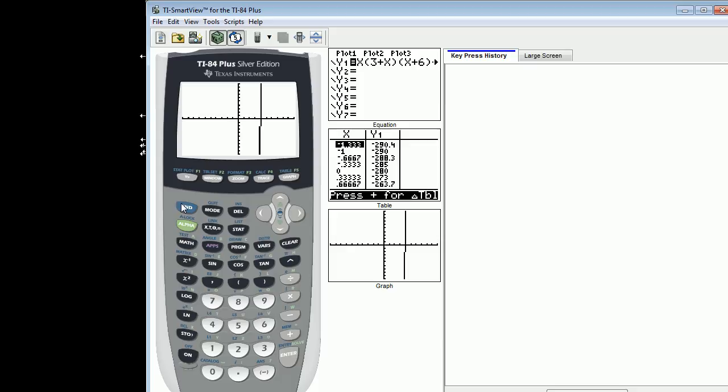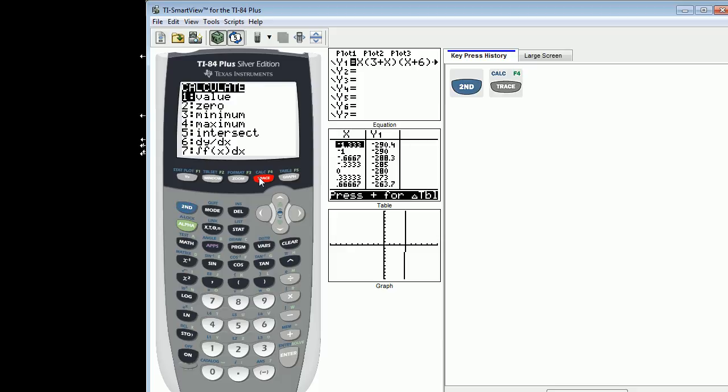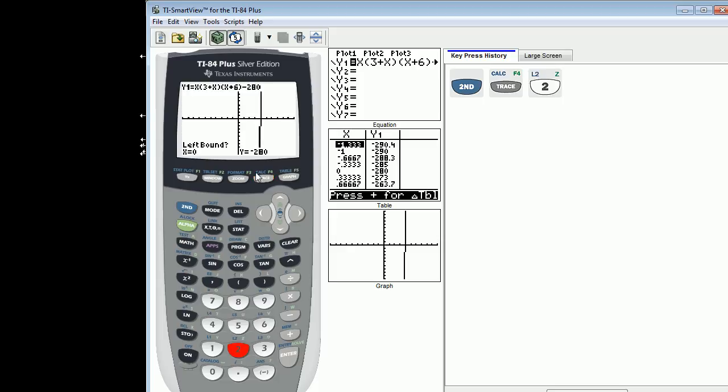You start by doing second trace. Go down to choice 2. Where's Trace? It's up top, right next to zoom, in between zoom and graph. Now we think it's 4, so we want that x pretty close to 4 before we set our left boundary.